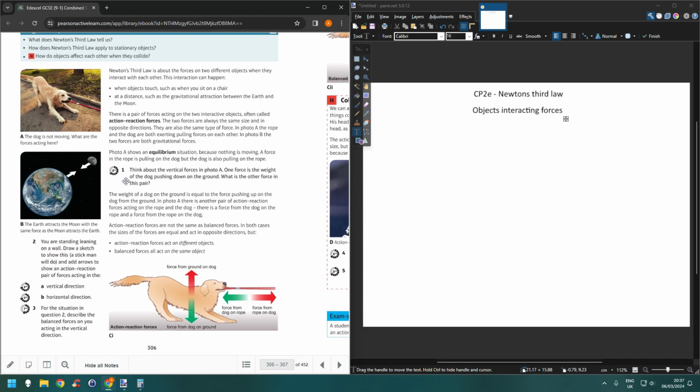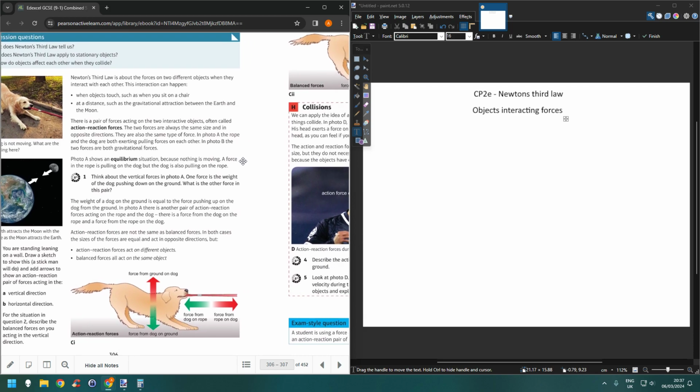Think about the vertical forces in photo A. One force is the weight of the dog pushing down on the ground. What's the other force in this pair? The ground pushing up on the dog. The weight of the dog pushing down on the ground, and the ground pushing up on the dog is the other force. I know it sounds ridiculous, but force from ground on dog is the other option here. So you've got that.